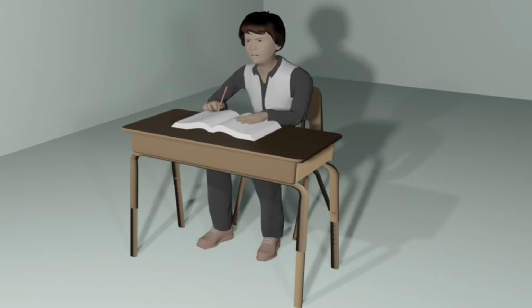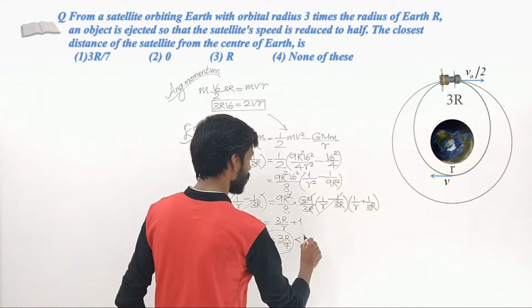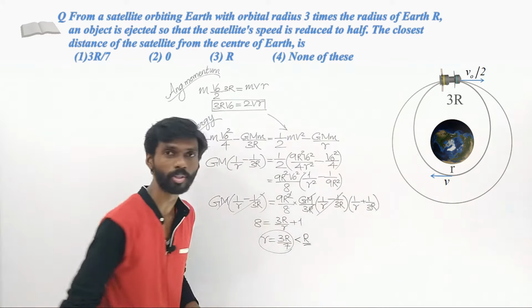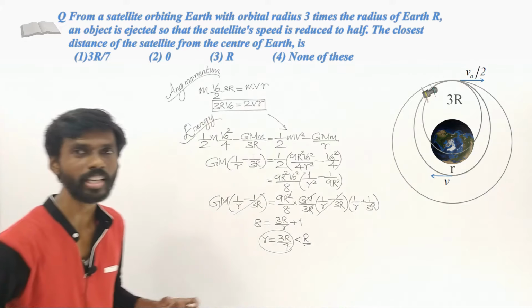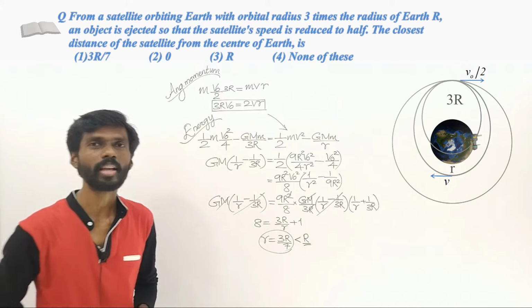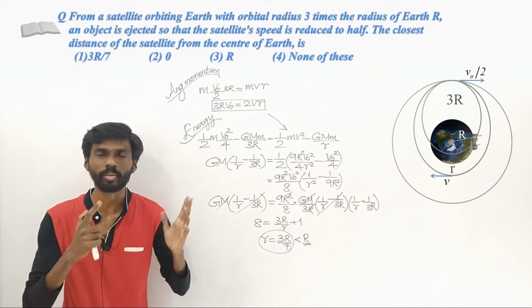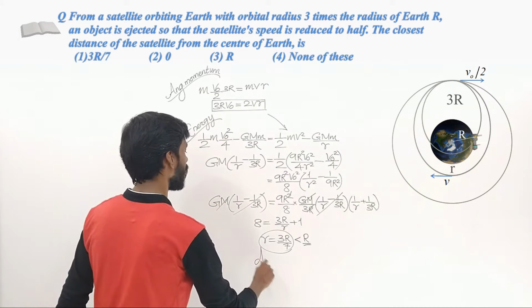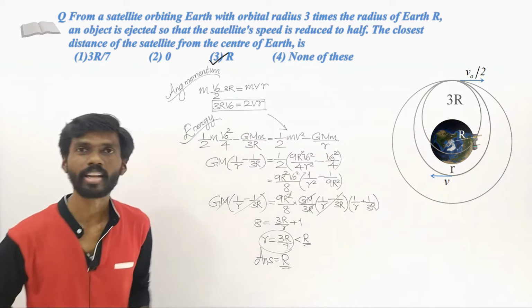But this value seems to be less than the radius of the Earth. How is it possible? You're brilliant, I thought you wouldn't observe this. This value of r is less than the radius of the Earth, but the satellite cannot penetrate through the surface. So actually what happens is the satellite crashes onto the surface, which means it just stays on the surface. That means the minimum distance of the satellite from the center of the Earth is just the radius of the Earth, so our required answer is simply the radius of the Earth, r. That is the answer to the question.